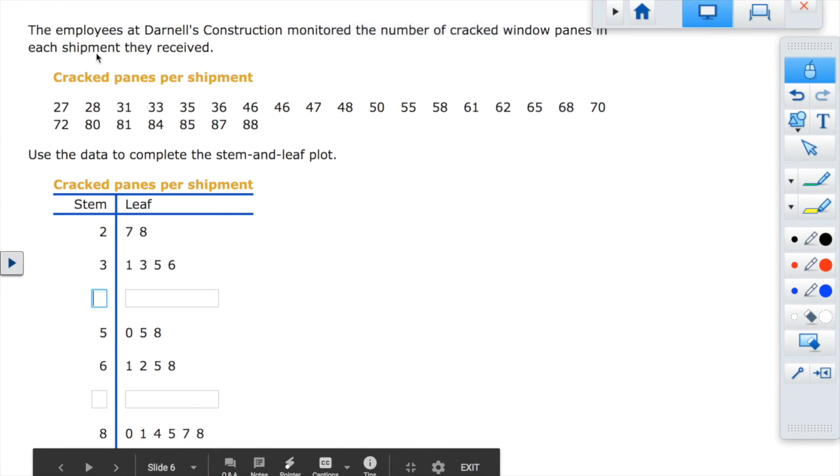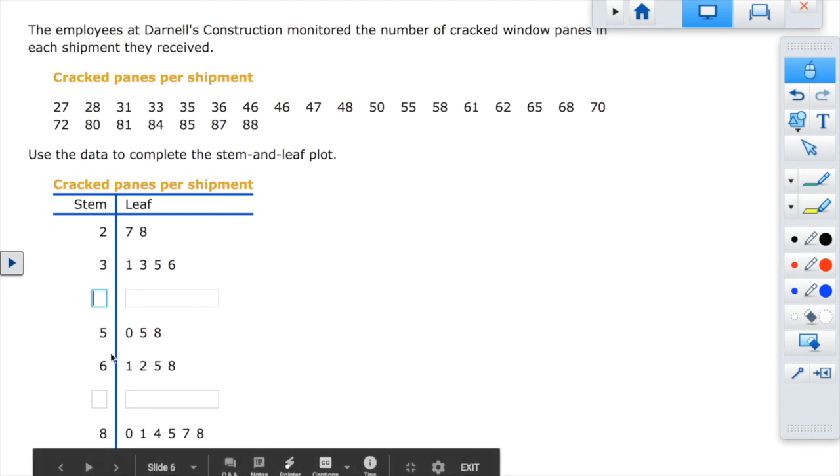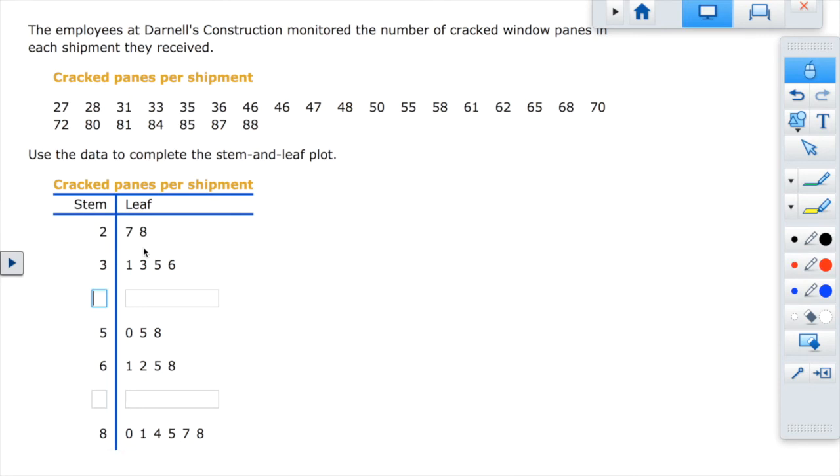The employees at Darnell's Construction monitor the number of cracked window panes in each shipment they receive. So the cracked panes per shipment range from 27 to 88. So this time we only have single digits because we only have numbers in the tens place. We didn't reach the 100s place. So I have 2, 3. So here we got to write a 4 for the numbers that are in the 40s. We have 5, 6, and here I have to put a 7 for the numbers that are in the 70s.